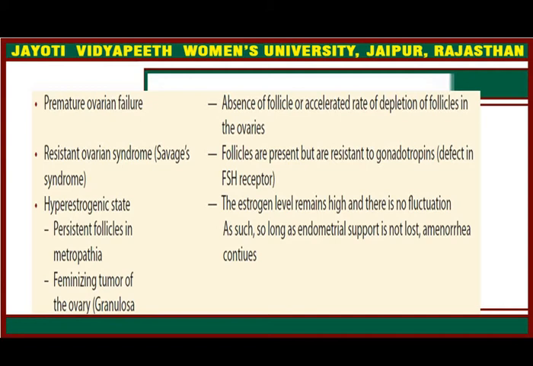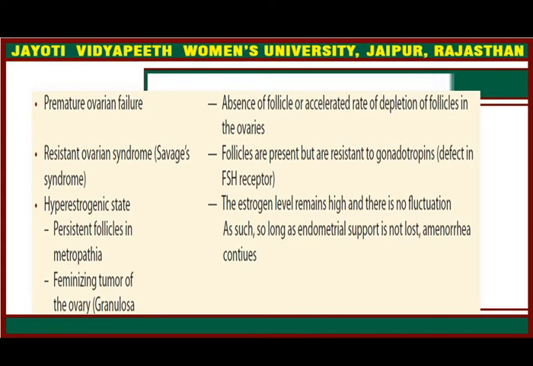Resistant ovarian syndrome, also called Savage syndrome. Here the follicles are present but are resistant to gonadotropins like FSH and LH. So here there will be a defect in the FSH receptors over the follicles. The receptors will either not be present or not be sensitive to FSH, and that's why the ovaries will be resistant, and because of this ovulation will not be there. This will cause amenorrhea.